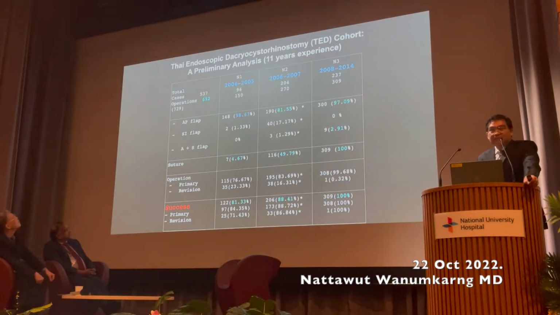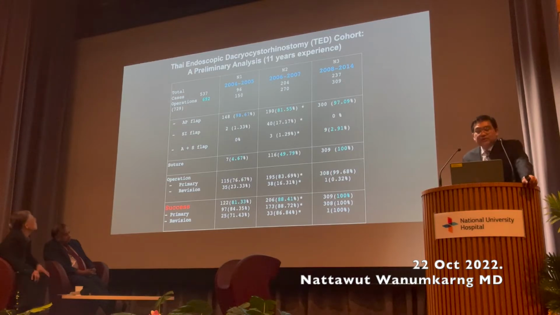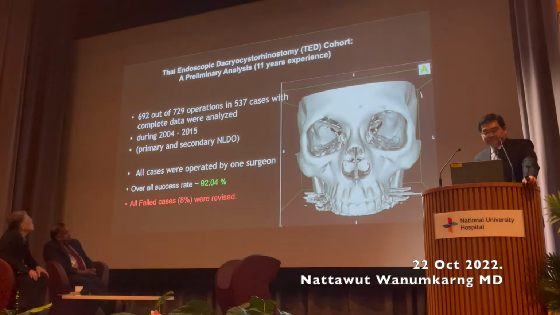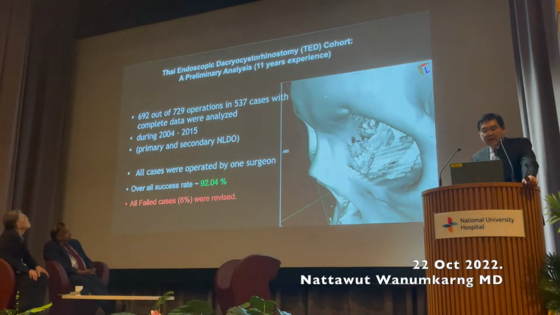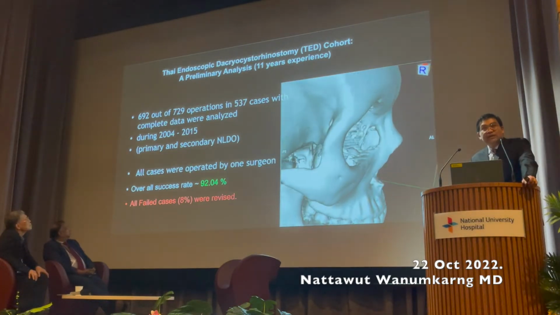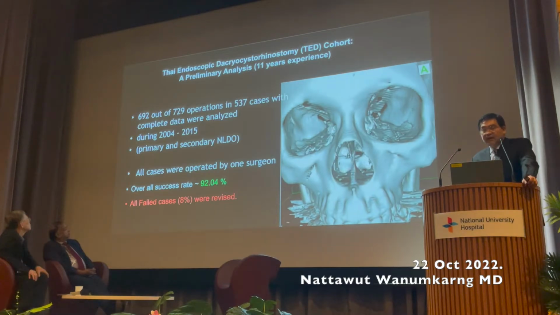In my series, I have a small series that I reviewed 10 years ago. I started in 2004, and about 692 cases of surgery have been done. But the accumulated success rate was not that good initially, because the learning curve was not high and the skill was not that good. So the failure initially was about 80 to 90%. Fortunately, I had a good chance to review by myself all the failed cases that I or other people had done. So the overall success rate is only 92%.